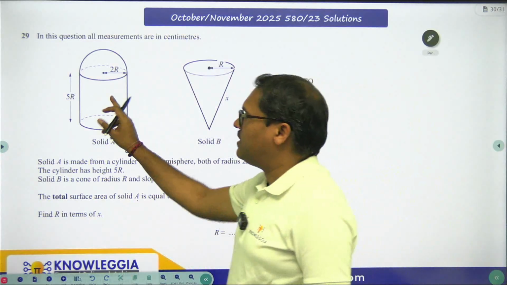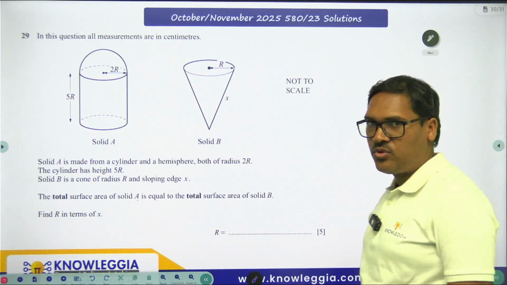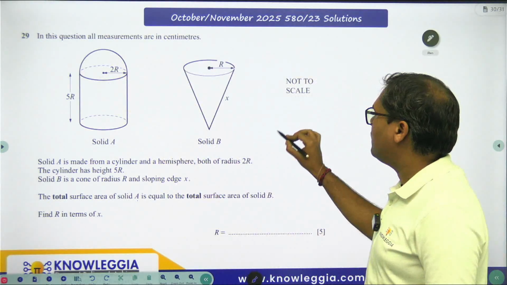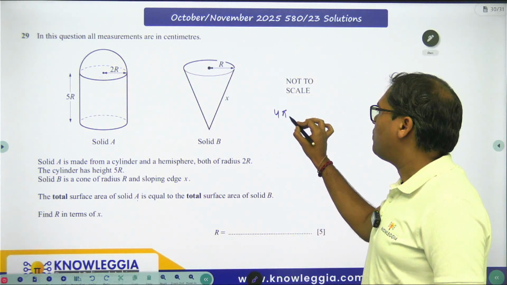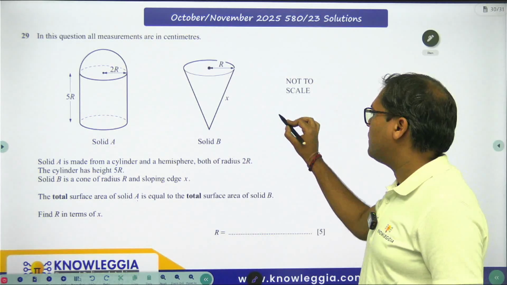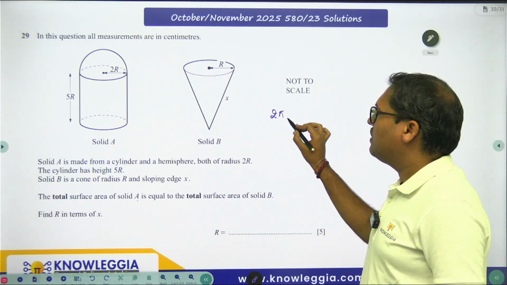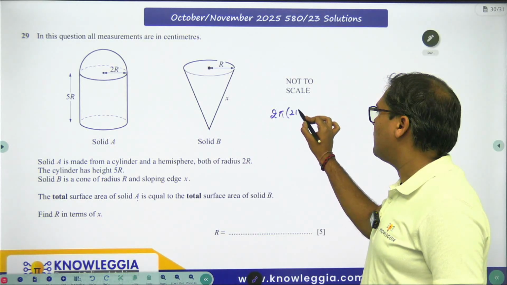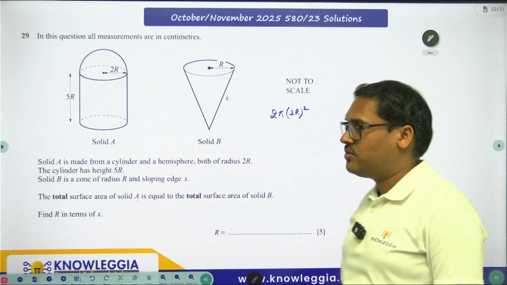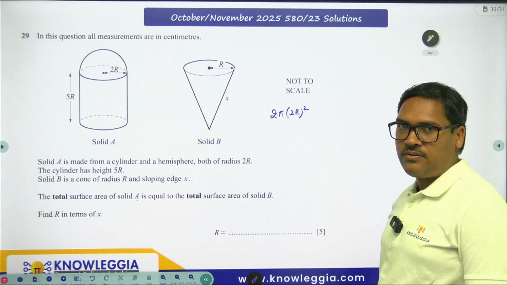So what is the surface area of this? Let's write the surface area. Now we know the surface area of a sphere is 4 pi r square. So for the hemisphere, this will become 2 pi r square. So this is 2 pi, and what is the radius of this? 2r. So this is 2r square. The radius of this hemisphere is 2r. So this is 2 pi r square, correct?